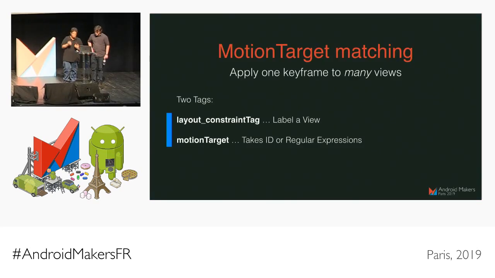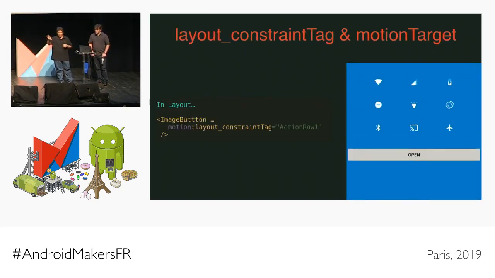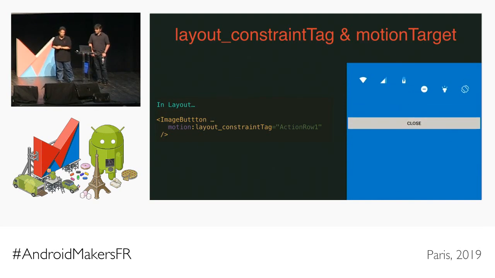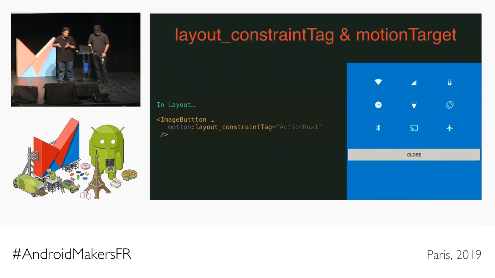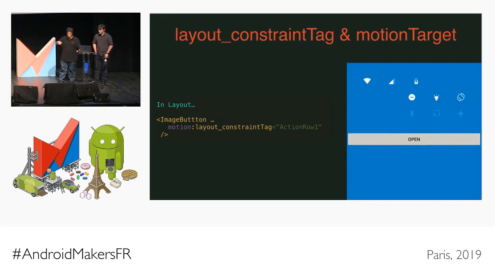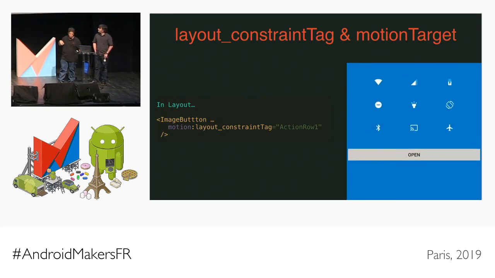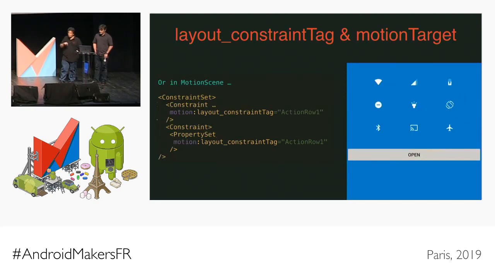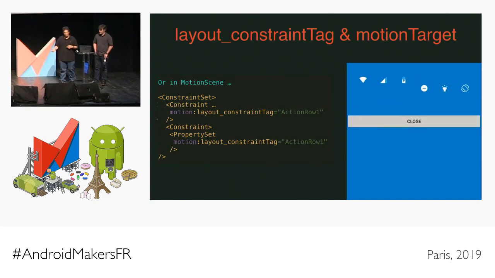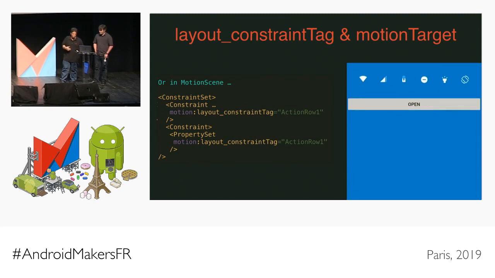So the first feature is when you do an animation, you tend to end up with lots and lots of attributes, keyframes applying to a lot of different views. So in this particular example, you have 9 views that more or less have to have the same attributes. So the way this works is you tag all the views with this attribute. In this case, you set row 1, row 2, row 3, action row 1, action row 2. You could also tag it in the constraint set rather than tagging it inside of the layout file. And that's really your choice as to where and how you view things.